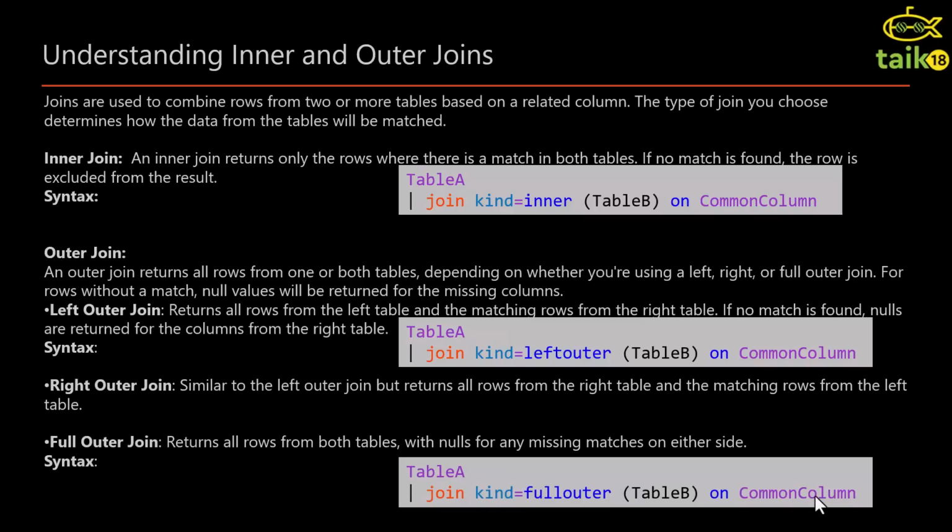So for the full outer join, to return all the values from both the tables, you need to use the full outer join. This is a common scenario where we can use it.